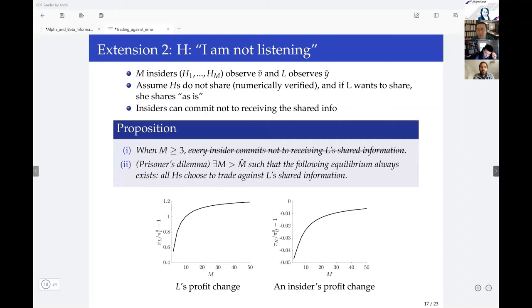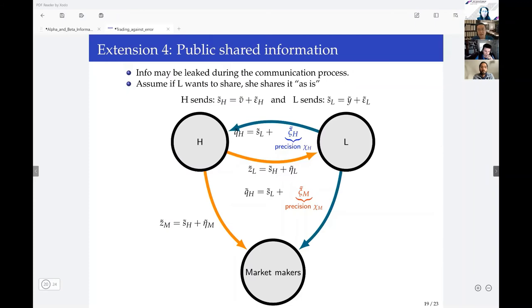And we also think about multiple H and multiple L investors. And I don't think I have time to cover the last one. The last one basically will allow information sharing to the market maker. And that can speak to the second motivating example. And the result is basically also going to go through.